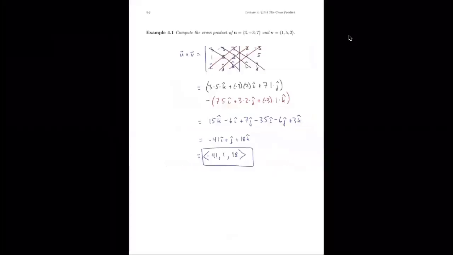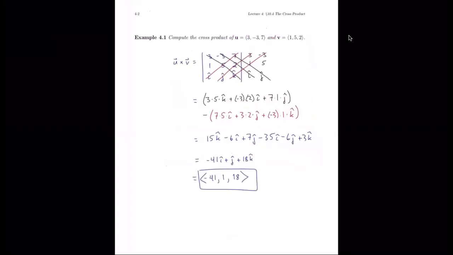So let's see an example. Here we're given a vector u equals 3, negative 3, 7, v is 1, 5, 2. Okay, so u cross v is as follows, and they don't tell us which cross product to calculate, so we just assume they want u cross v. We'll see later that u cross v is not equal to v cross u necessarily. And, well, we use the diagonal method again.